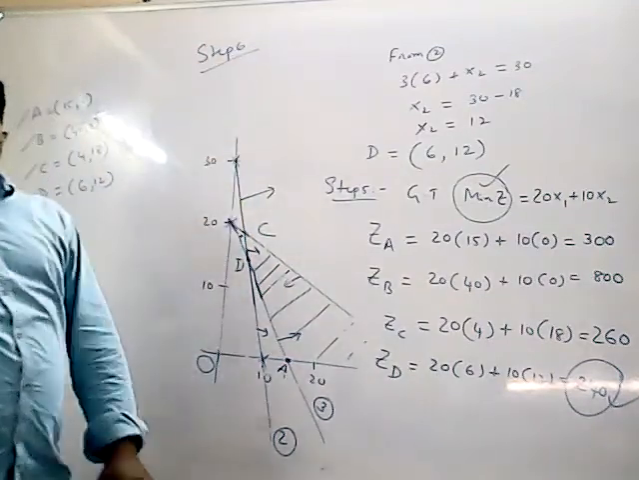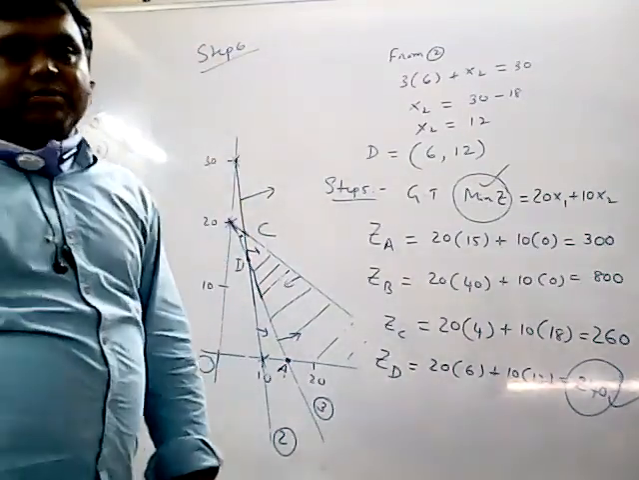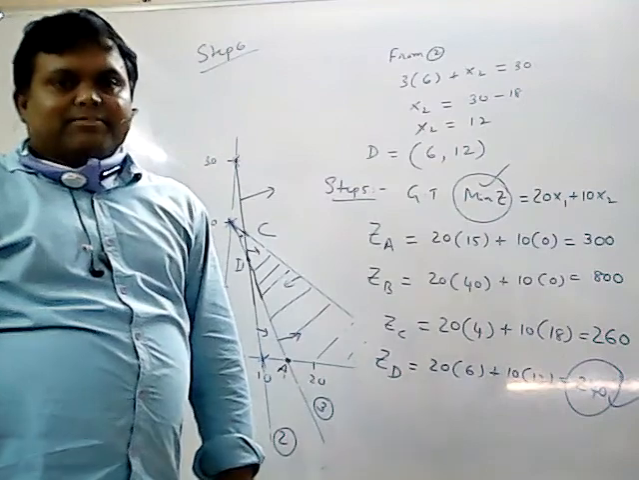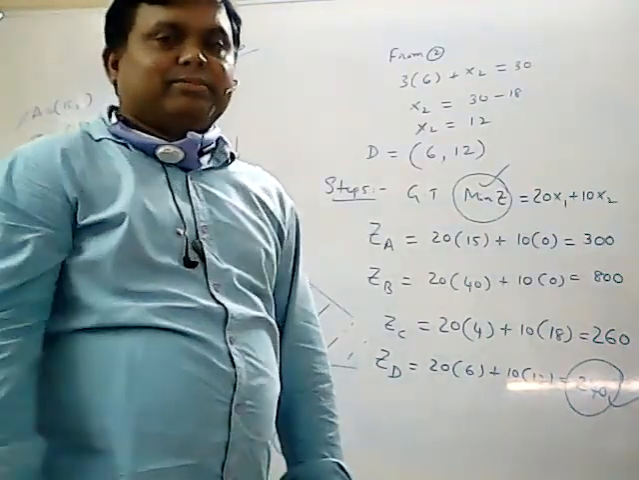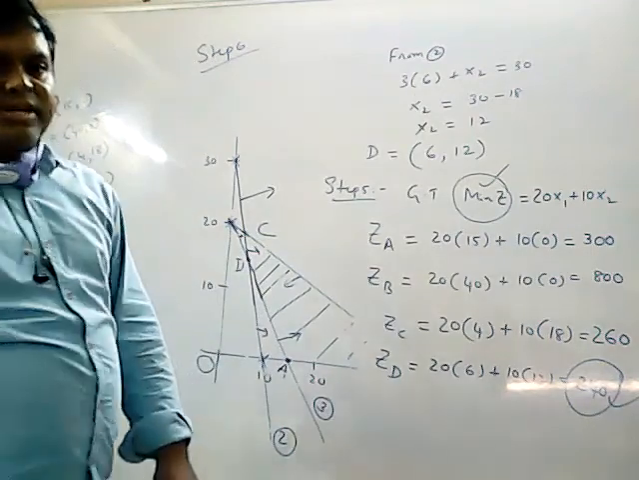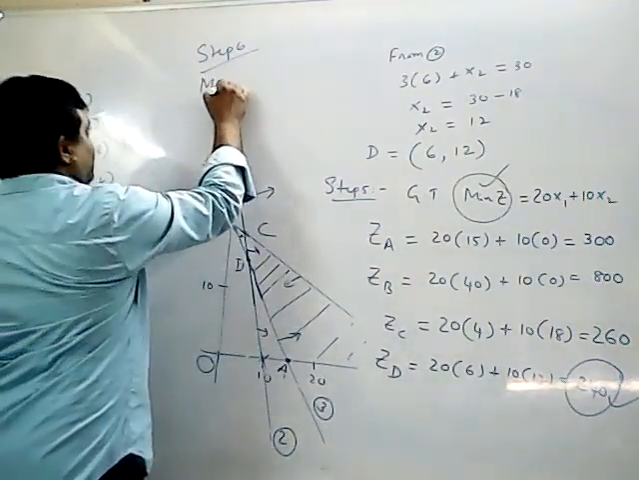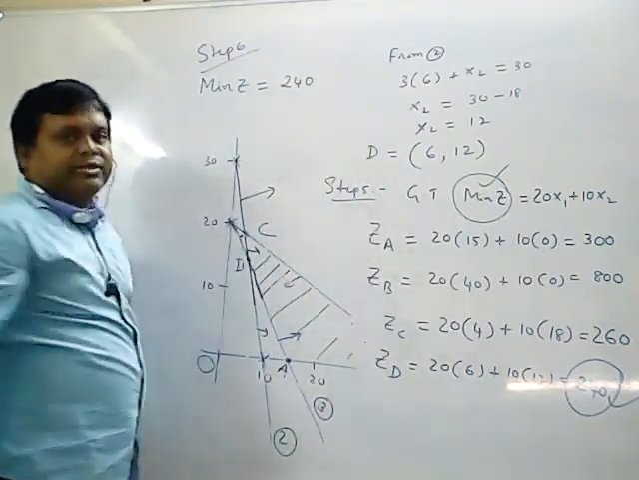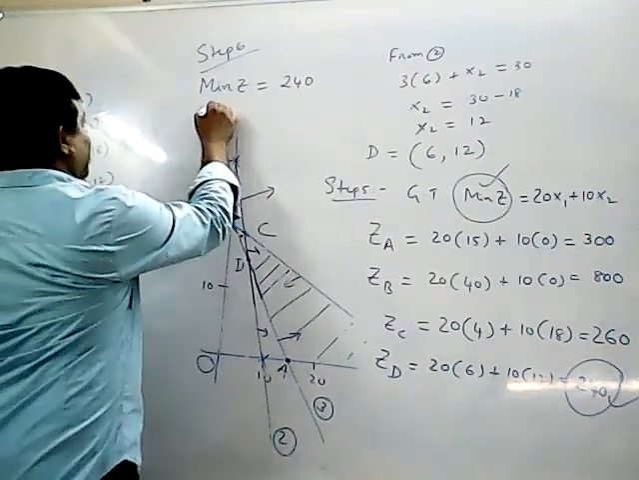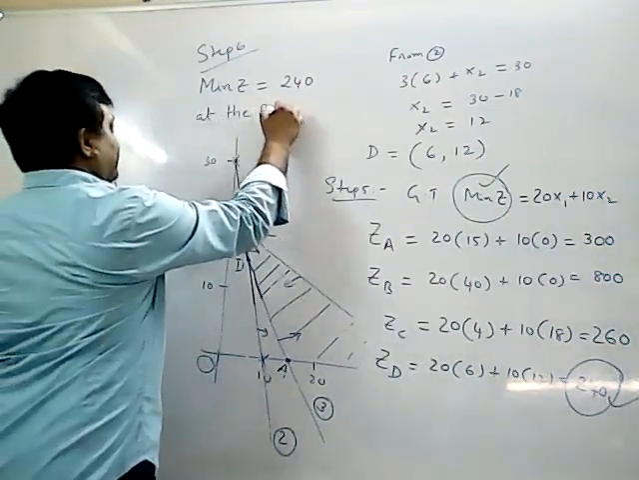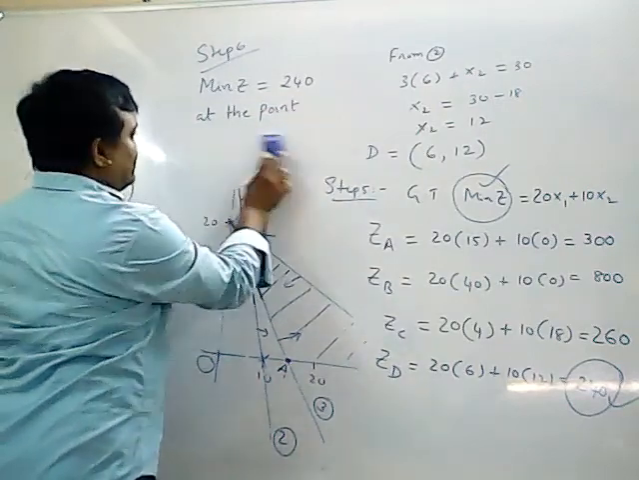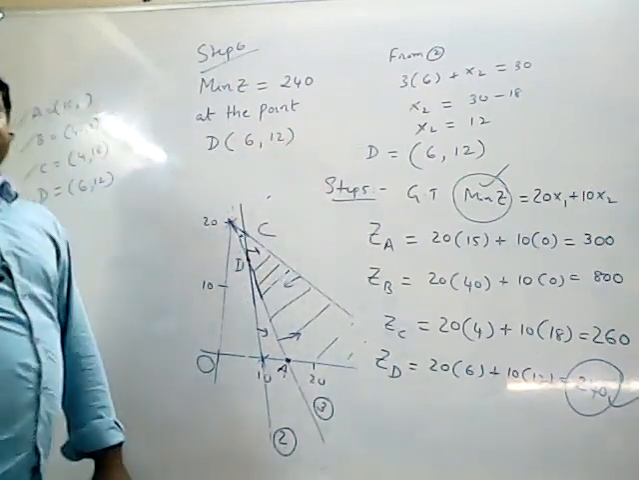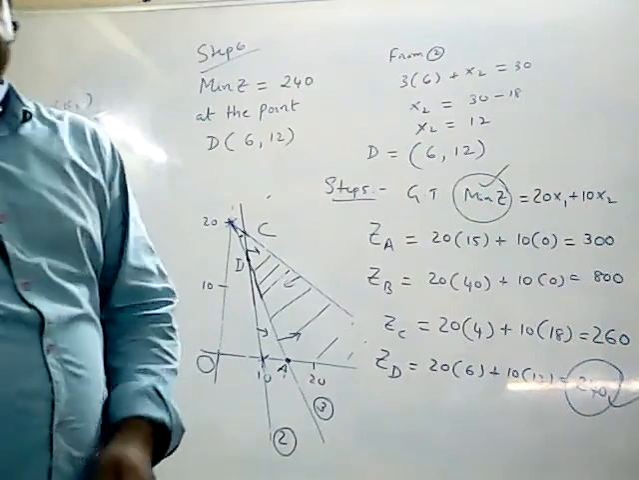Step number 6 is the optimum solution to the given LPP by using the graphical method. By using the graphical method, minimum Z equals 240 at the point D. What is the D point? 6 comma 12.